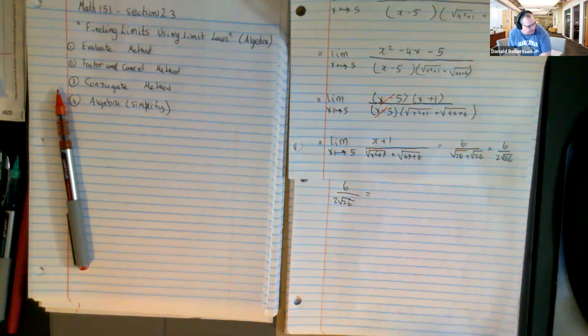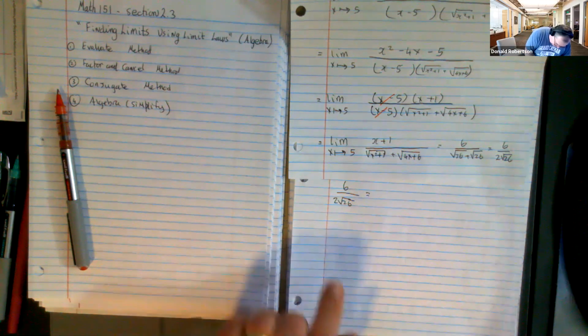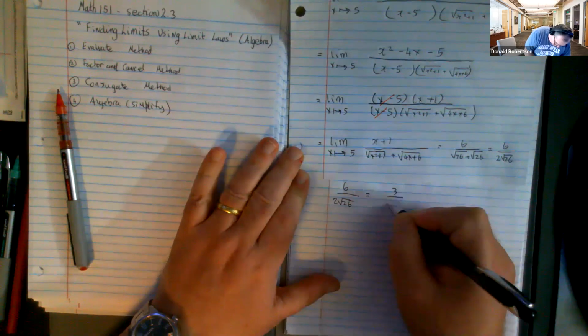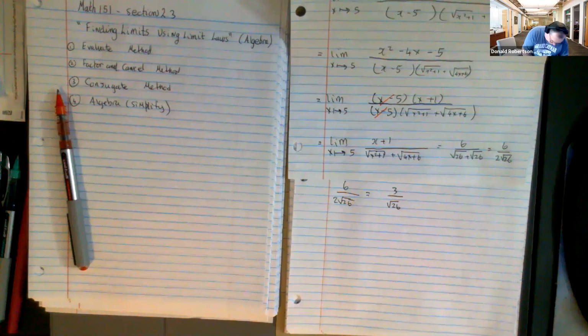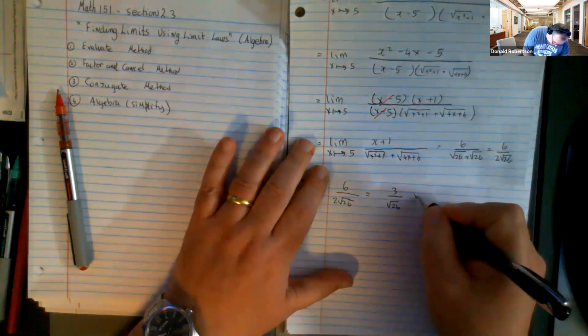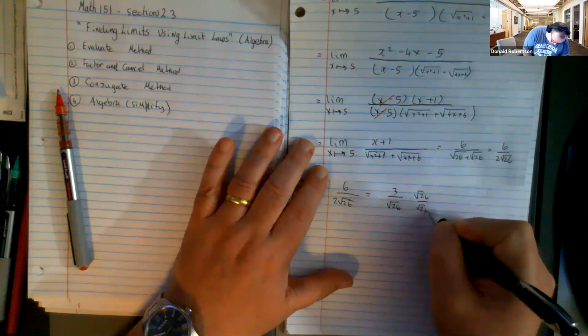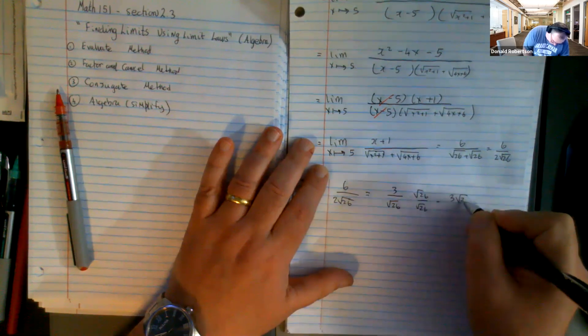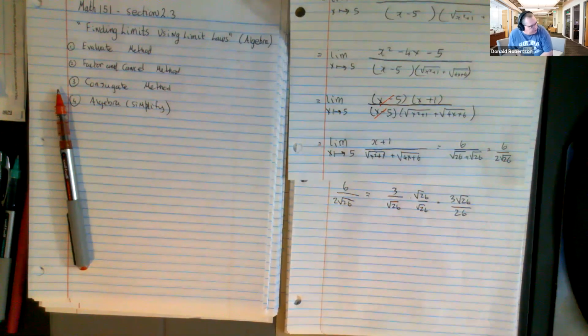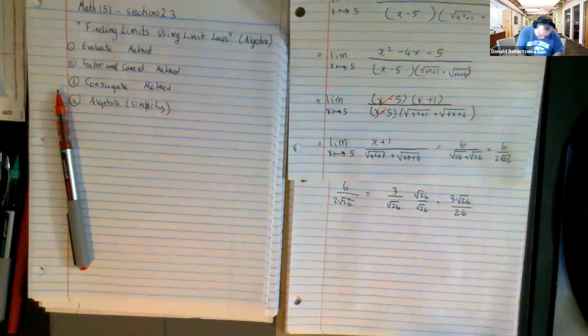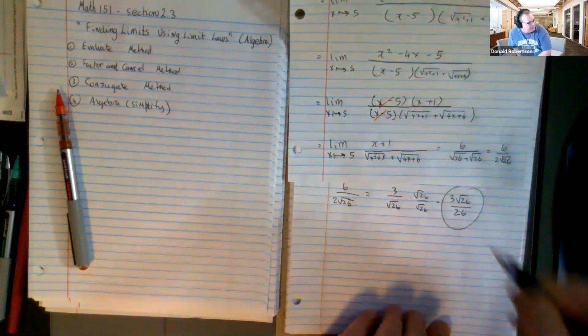We can do style points on it. Right now, it's probably only going to get like 2 points out of 10 because it's still pretty ugly. How about cancelling a 2? Now that's a little bit prettier, would you agree? Rationalize the denominator. And you get 3 square root of 26 over 26. Agreed? 3 and 26 don't share any common factors, so I'm finished.